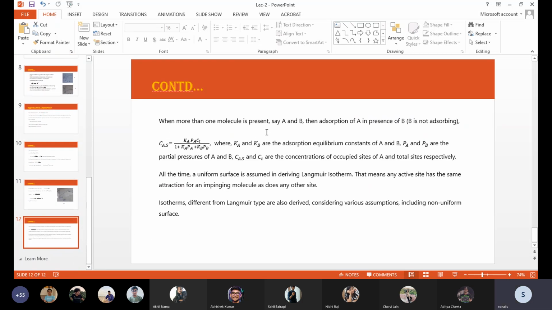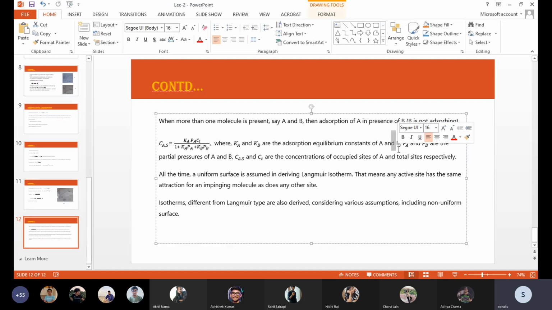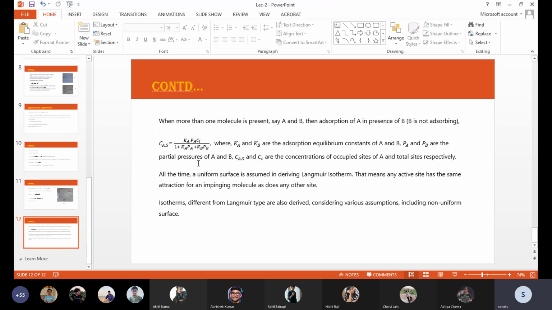When more than one molecule is present, say A and B, then the adsorption of A in presence of B, where B is also adsorbing, the equation can be written as this: CAS is equal to KA PA CT by 1 plus KA PA plus KB PB, where Ka and Kb are the adsorption equilibrium constants of A and B. Pa and Pb are the partial pressures of A and B. CAS and CT are the concentrations of occupied sites of A and total sites respectively.